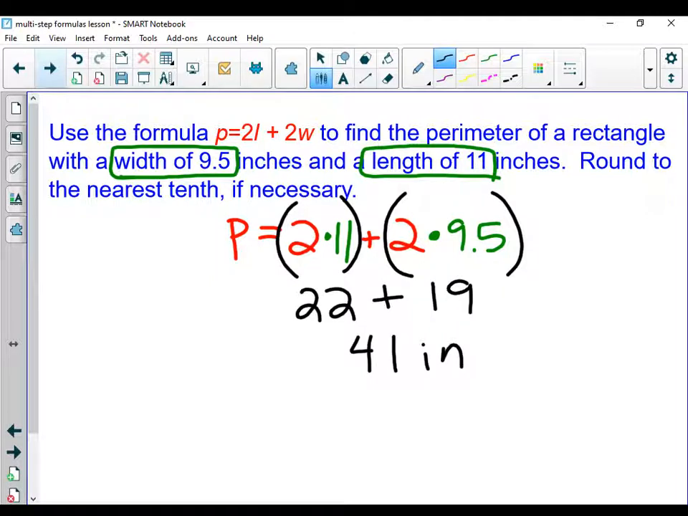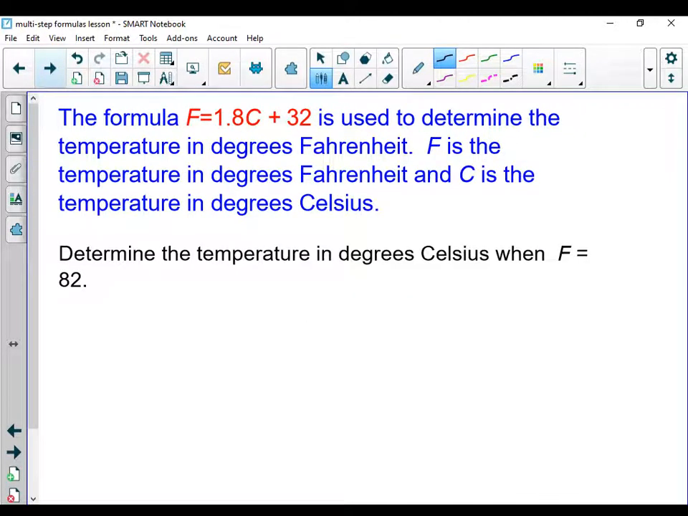So it seems to me like there are two types of problems. One type of problem, you work backwards. And the other type of problem, you just solve like it says. Have you seen that happening? Third type of equation. Ooh, this one's about temperature.